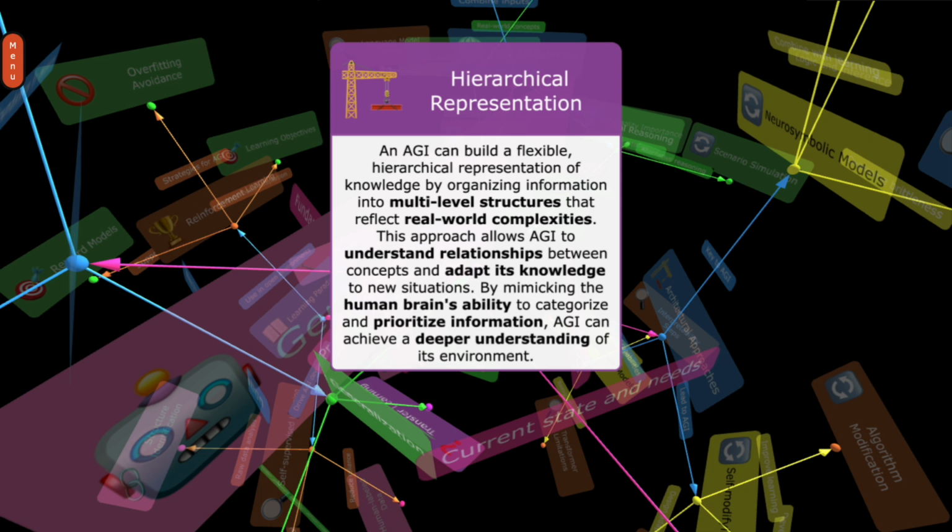An AGI can build a flexible, hierarchical representation of knowledge by organizing information into multi-level structures that reflect real-world complexities. This approach allows AGI to understand relationships between concepts and adapt its knowledge to new situations. By mimicking the human brain's ability to categorize and prioritize information, AGI can achieve a deeper understanding of its environment.